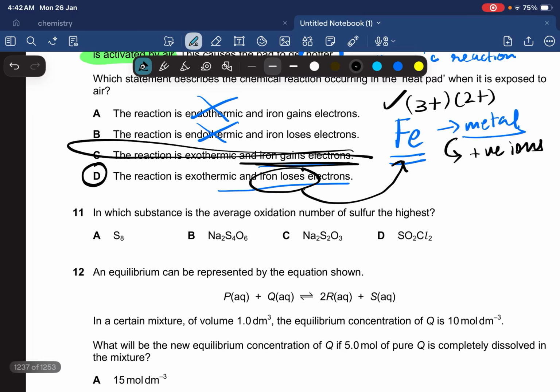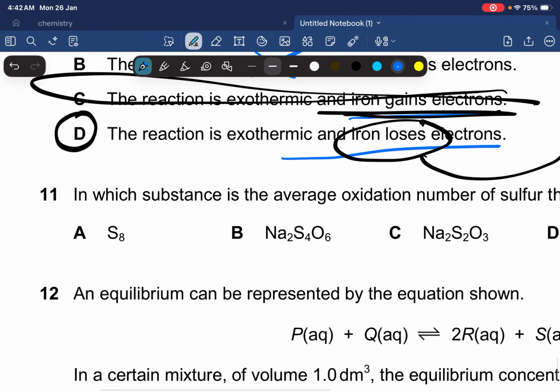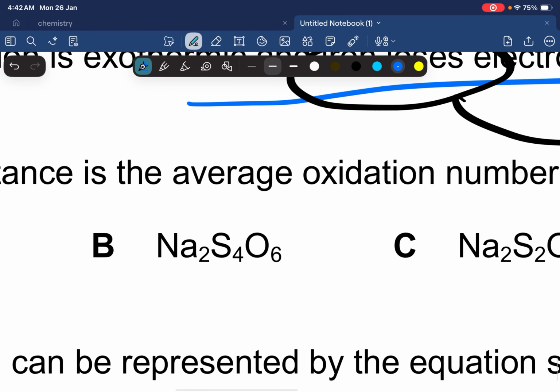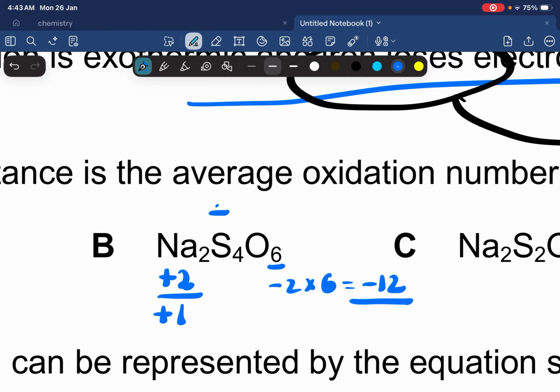In which substance is the average oxidation number of sulfur the highest? Let's calculate it out. In the first one, it's 0. You can see it's a free element. Sulfur bonding with sulfur is going to have an oxidation number of 0. Over here, for sodium, it's a positive 2 in total. For one sodium, it's a positive 1. For oxygen, in total, it's negative 2 times 6, which is negative 12. To balance out a negative 12, you need a positive 12. You already have a positive 2, so you'd need a positive 10.